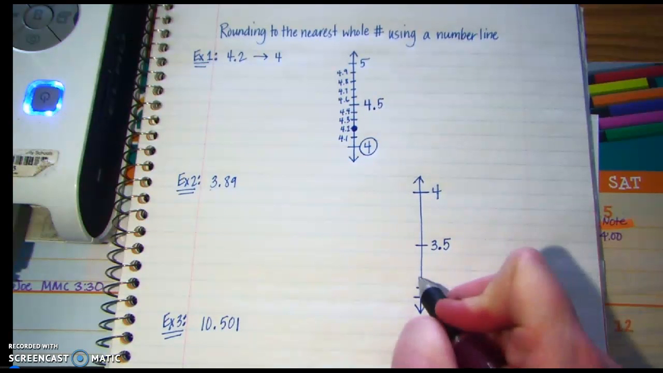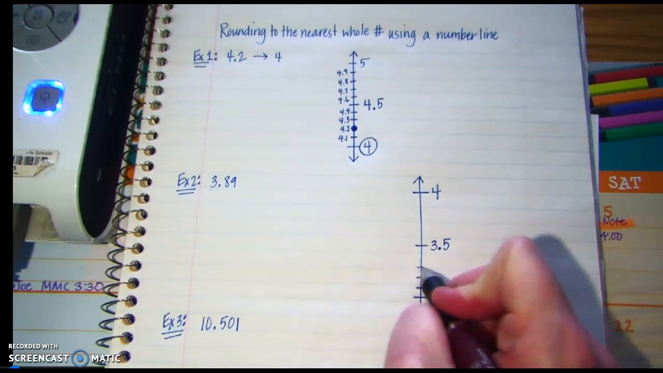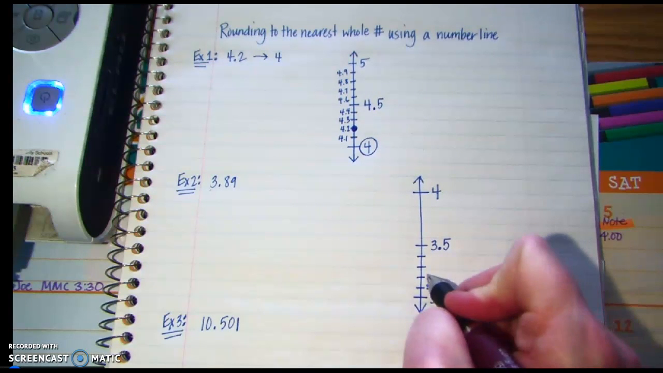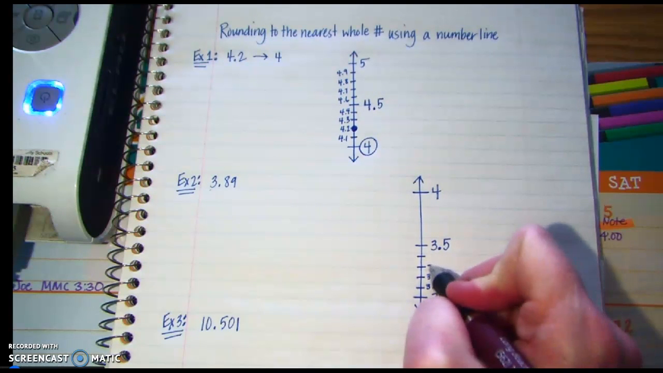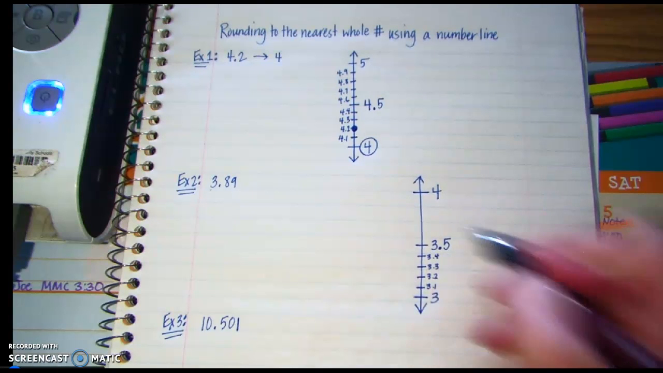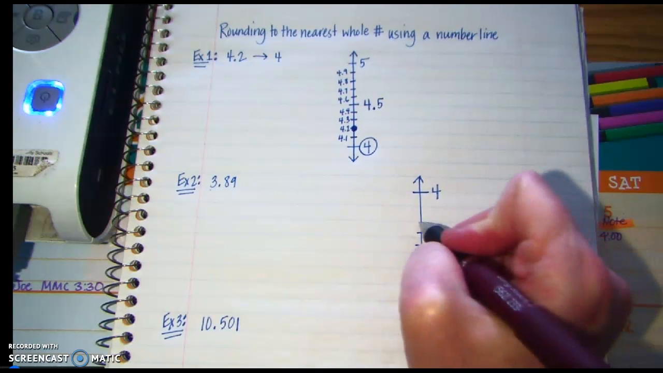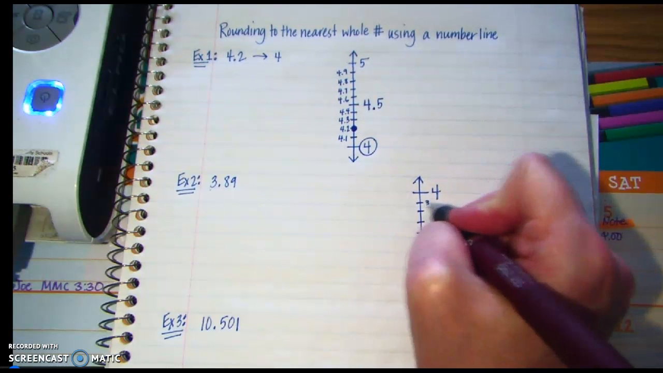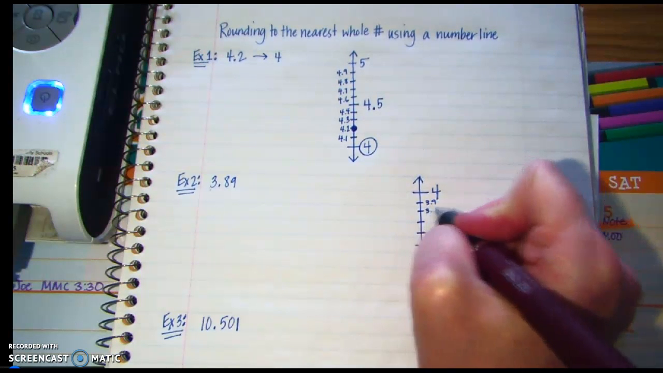And then we can partition the rest of the number line by tenths. So 3.1, 3.2, 3.3, 3.4, or 3 1/10, 3 2/10, 3 3/10, 3 4/10, and then 3 6/10, 7/10, 8/10, 9/10. I'm just going to label those.